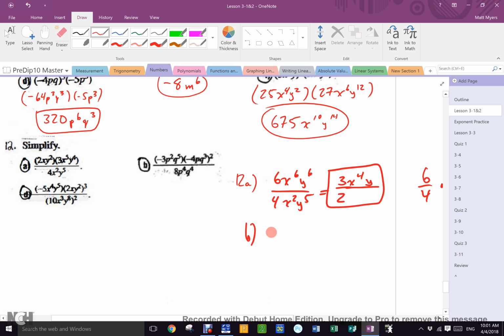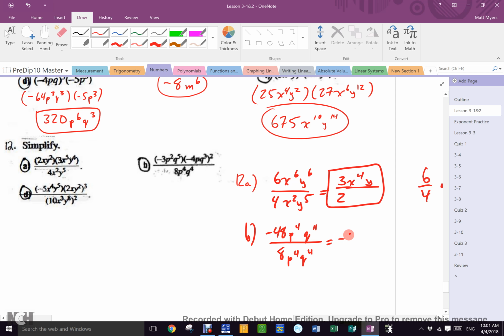B. First step. What do you got to do with that 2? It's got to apply to everything. So that negative 4 becomes what? Negative 4 squared. 16. Positive 16 times negative 3 is negative 48. P squared plus P squared is P to the 4th. Q cubed squared is Q to the 6th plus Q to the 5 is Q to the 11th over 8P^4Q^4.